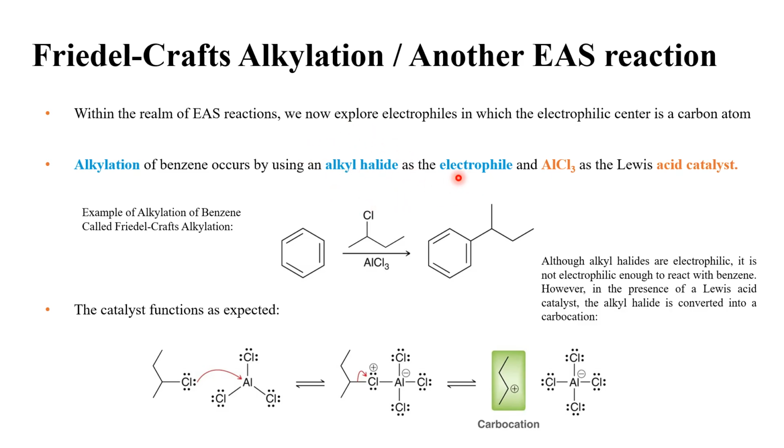The alkyl halide is an electrophile, as you've seen before with substitution reactions. But we need to amp this up a little bit, because an alkyl halide is a good electrophile, but it's not electrophilic enough to react with benzene. It just won't do it. You need to tickle it with a little bit of Lewis acid catalyst like aluminum trichloride. Aluminum trichloride is going to get this process to go.